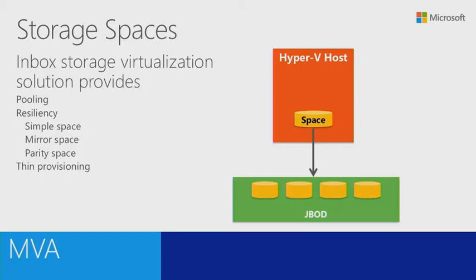It could be a simple space, it could be a mirrored space, it could be a parity space, and then you can do things like thin provisioning. What this allows you to do is, again, to take just a bunch of disks. Could be SAS. You can buy some low-cost SAS and plug these into a server using spaces, and then pool these, carve these out, and distribute them to your LUNs.